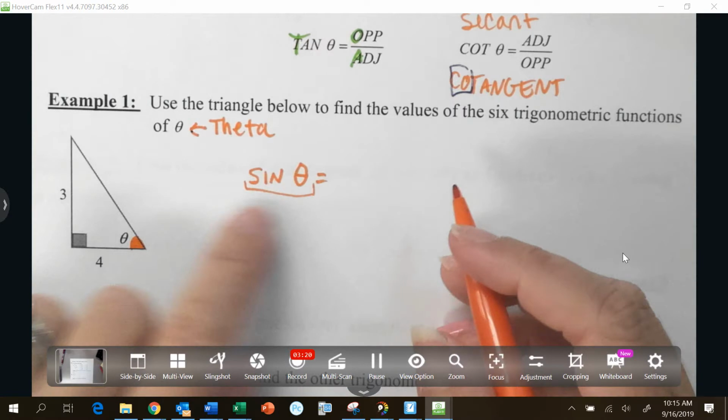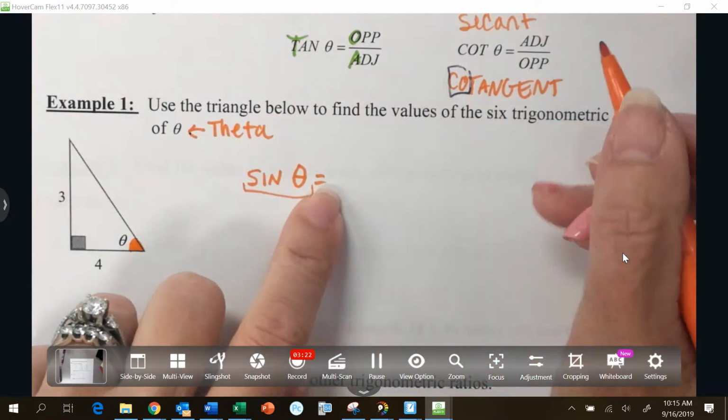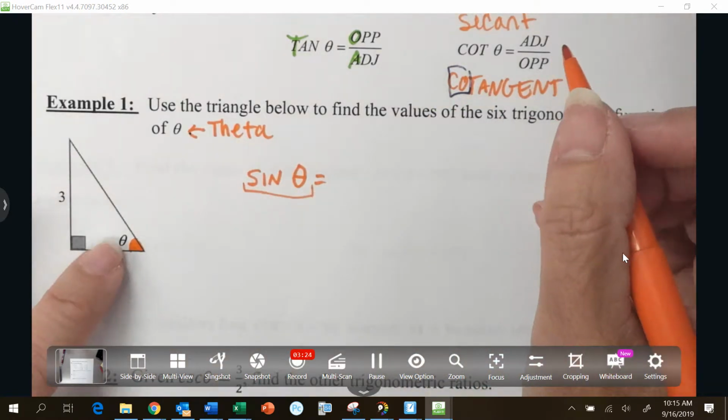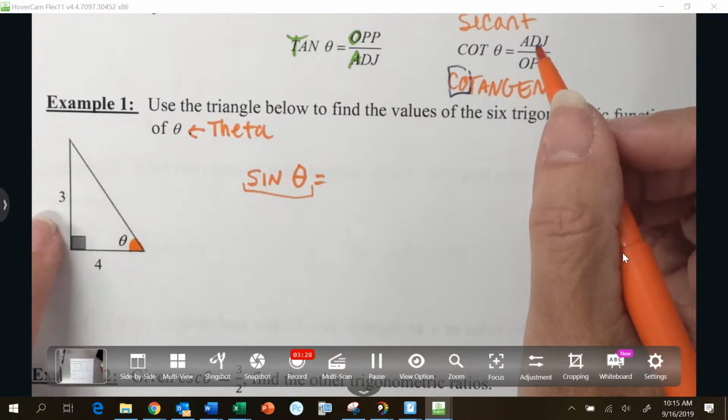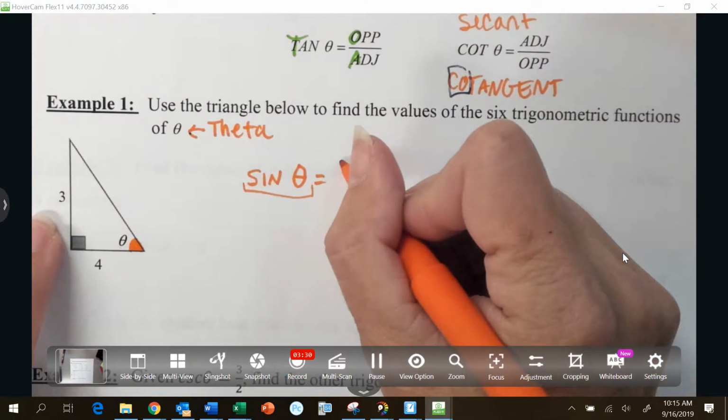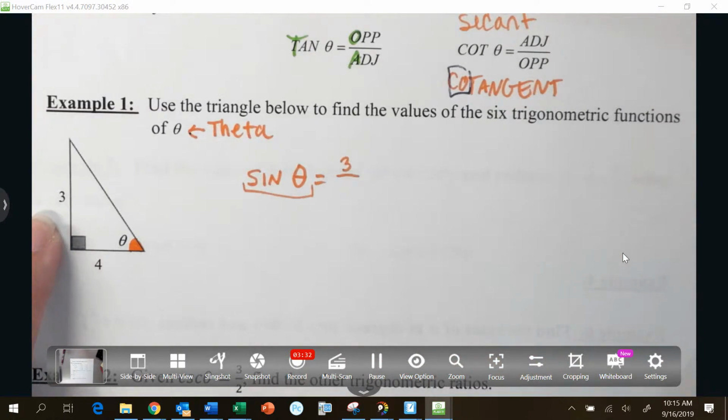So sine of theta is equal to the opposite over the hypotenuse. So we have the opposite, which is 3. And what is my hypotenuse? Oh my gosh. How'd you know it was 5? What's 3, 4, 5 mean?